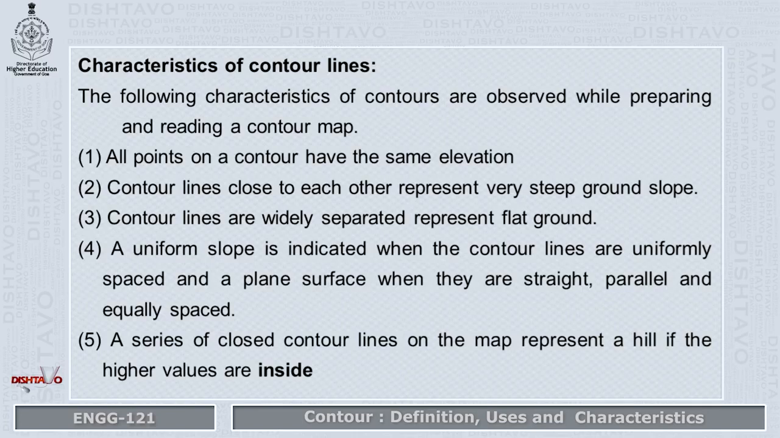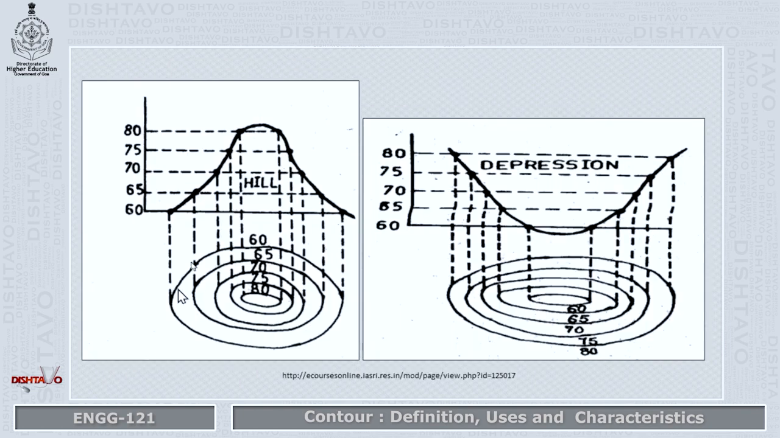A uniform slope is indicated when the contour lines are uniformly spaced, and a plane surface when there are straight or parallel or equally spaced lines. A series of closed contour lines on a map represents a hill if the higher values are inside. If the higher values like 100, then 90, 80, if 100 is inside, then there is a hill, as shown in this diagram.